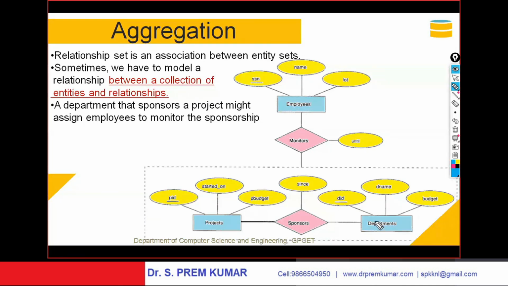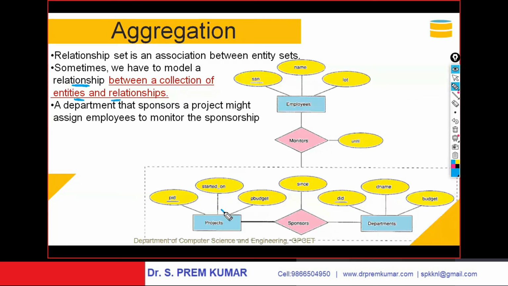Now this entire stuff, that is entities and relations, they club together. Now for this entire stuff I want to relate. That is the reason a relationship set is associated between the entity sets. Sometimes we have to model a relationship between the collection of entities and relations. I want to establish a relationship between a collection of entities and relations.